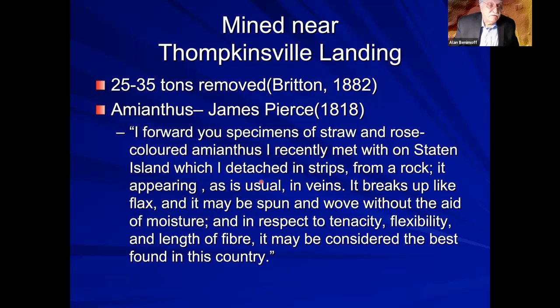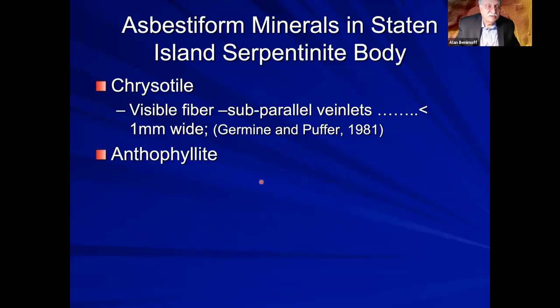So I was able to find out that there's some material here, a fine asbestos with fine silky fibers and so forth. And James Pierce, there was something from 1818 here. I forward you specimens of straw and rose-colored amianthus I recently met with on Staten Island, which I detach in strips from a rock, it appearing as usual in veins. It breaks up like flax and it may be spun and woven without the aid of moisture, and in respect of flexibility and the length of the fiber may be considered the best found in this country.